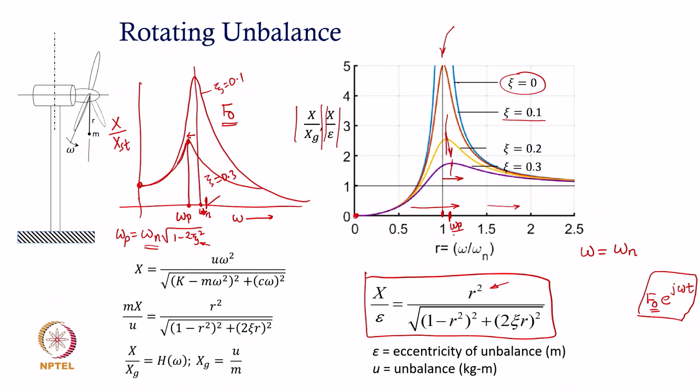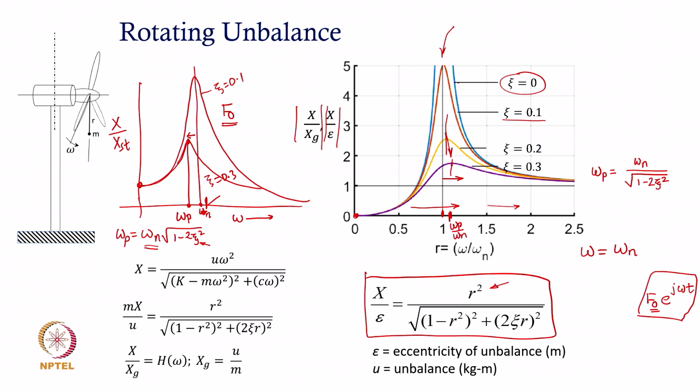now I can write this as a ratio of omega p over omega n, that frequency ratio is shifting to the right hand side, and this omega p in the case of rotating unbalance is given by omega n over square root of 1 minus 2 zeta square, and it is possible to find this out again by following the same process.